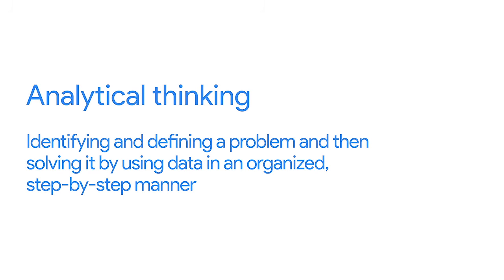Now that you know the 5 essential skills of a data analyst, you're ready to learn more about what it means to think analytically. People don't often think about thinking. Thinking is second nature to us. It just happens automatically. But there are actually many different ways to think. Some people think creatively, some think critically, and some people think in abstract ways. Let's talk about analytical thinking. Analytical thinking involves identifying and defining a problem and then solving it by using data in an organized, step-by-step manner.